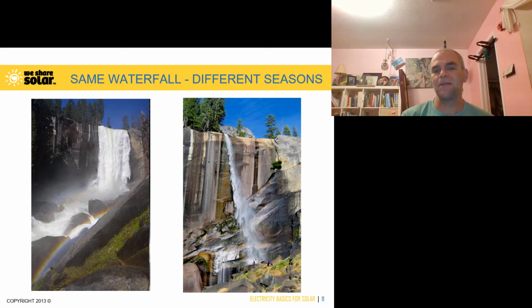How about in this case here? Same waterfall as in the previous photo. In this case, compare the photo on the right to the photo on the left. Which one has the larger voltage would be one question. Which one has the larger current would be the other question. Think about that and answer the question that hopefully you'll see popping up in front of you on the video.